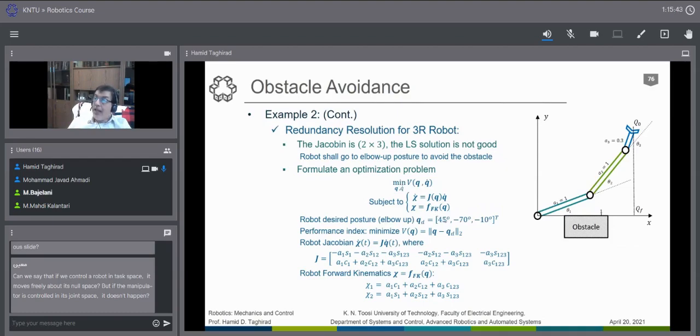And if you use that with this cost function, we need the Jacobian. Of course, for 3R, we have already found the Jacobian. You can go back to the last chapter slide. And also for the kinematic, in the other chapter, we have also the kinematic given here. X1 and X2 is given here, or X and Y. And here, the Jacobian is here.